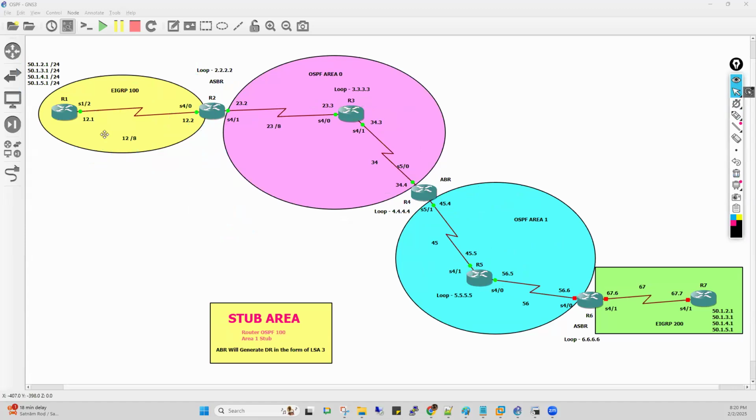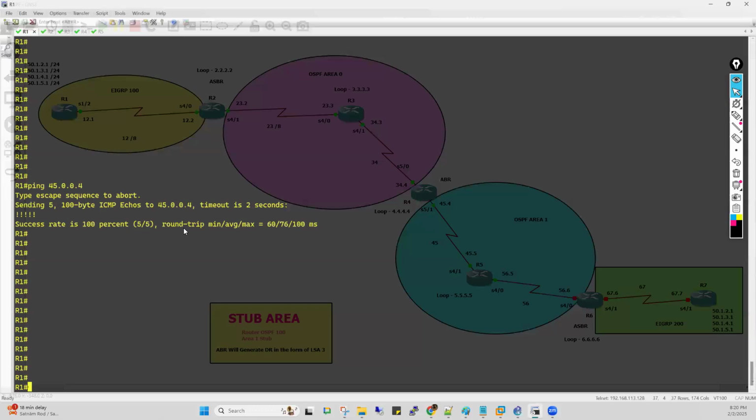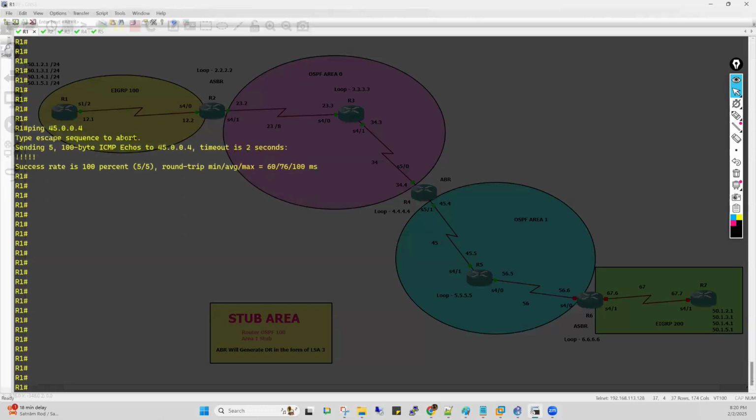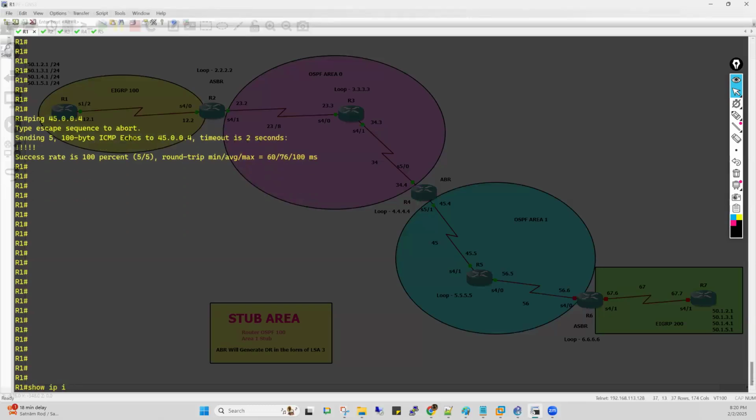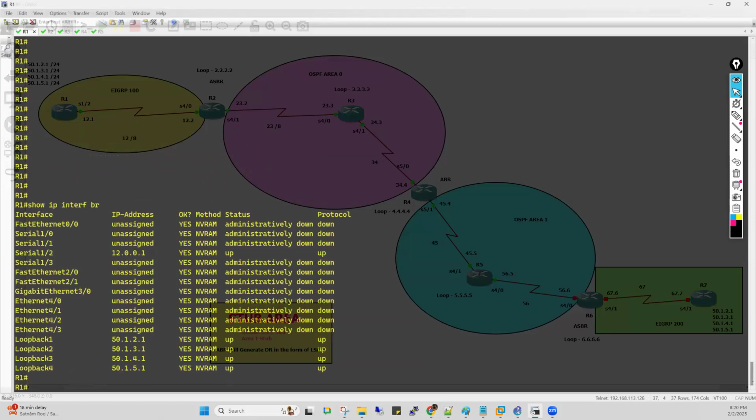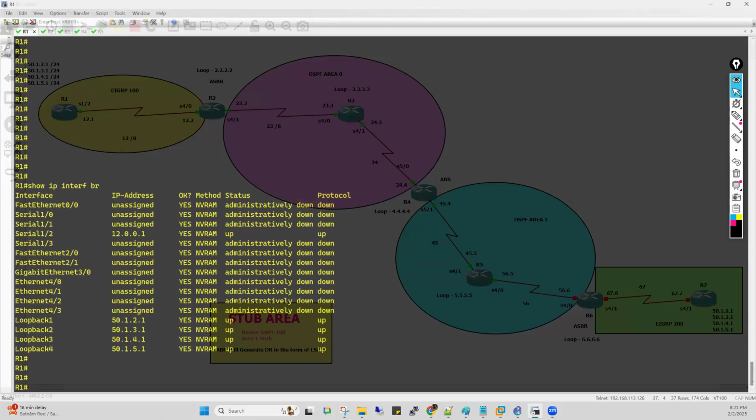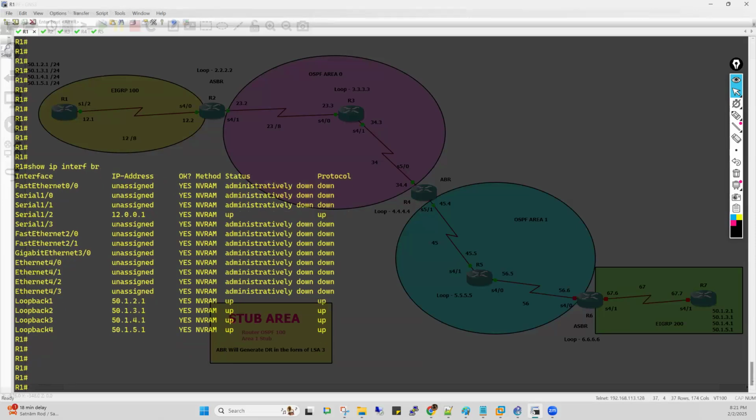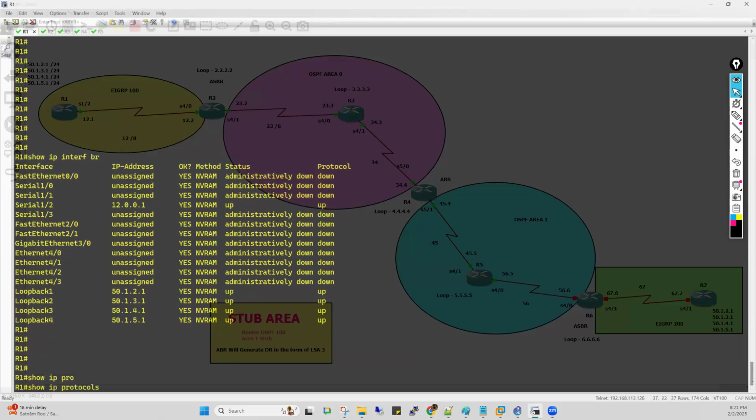I think I have already configured most of it. Let me show you. Come to R1. First of all, on R1, let me check the IP address. So, show IP interface brief. See, guys, the IP address is already configured here. Okay. Now the routing protocol. Show IP protocol.